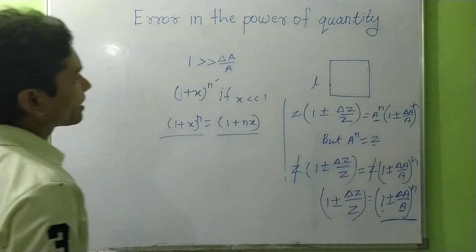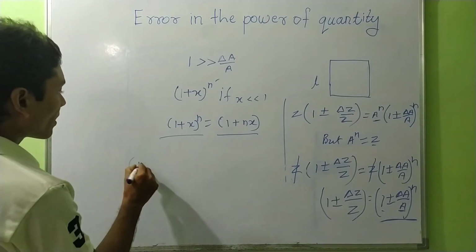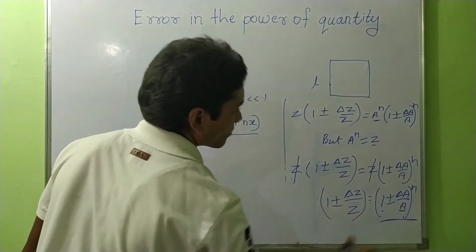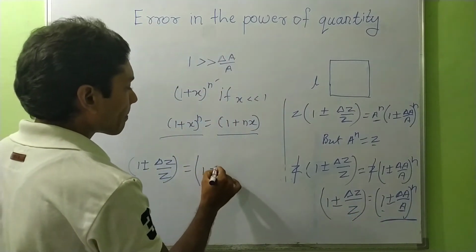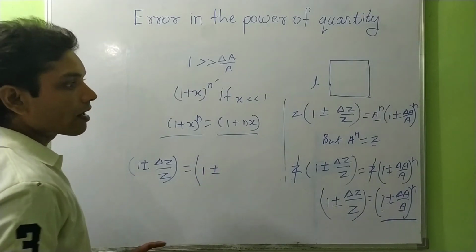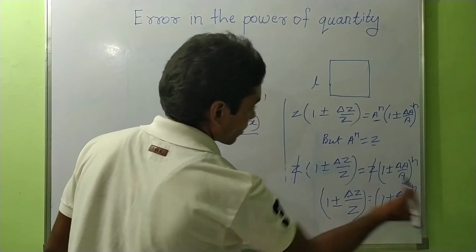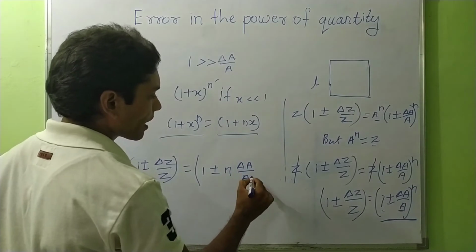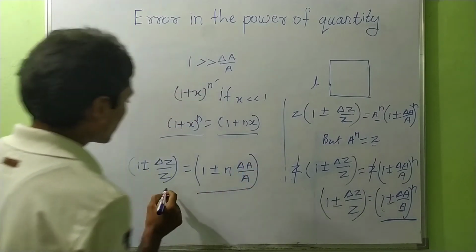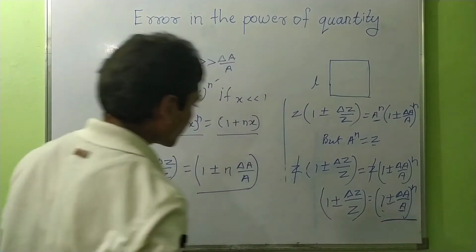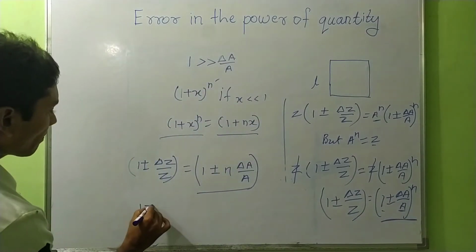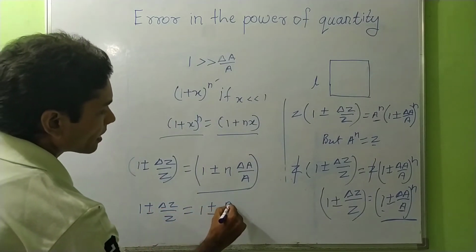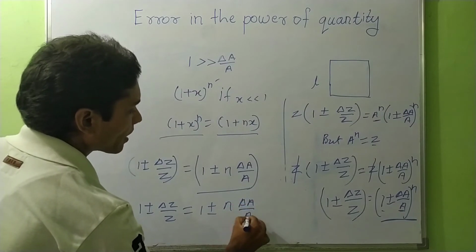Okay, so we can explain it. So this equation becomes 1 ± del z upon z equals the expansion of this value, which will be 1 ± n del a upon a, because the power comes in front of this value. Here the power will be n and del a upon a. This is the expansion of this. Now 1 ± del z upon z equals 1 ± n into del a upon a.